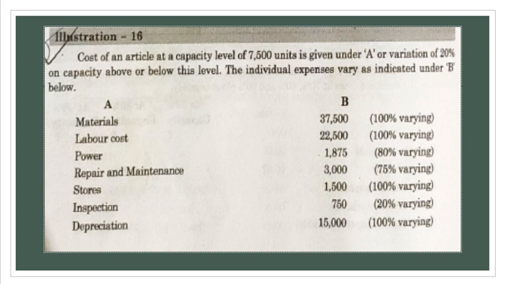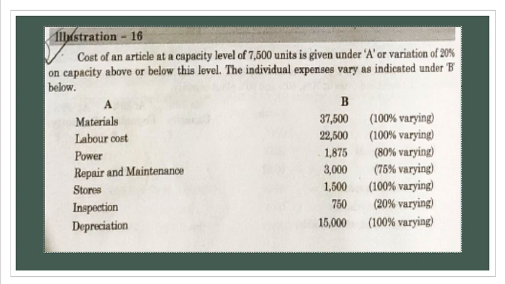So everything is variable. When we come to power, which is 1,875, 80% is varying. So out of 1,875, 80% is varying, so the remaining 20% will be fixed expenses, which will remain the same for different levels of capacity which they have given in the question. Then next is repairs and maintenance, which is 3,000. Out of 3,000, 75% will be variable, so the remaining 25% will be fixed.